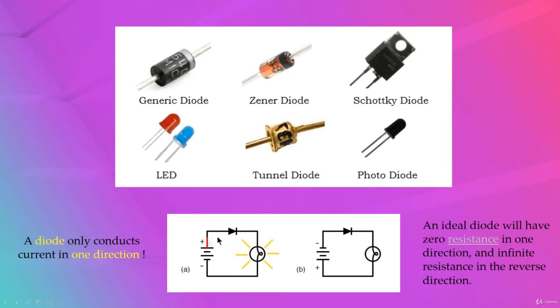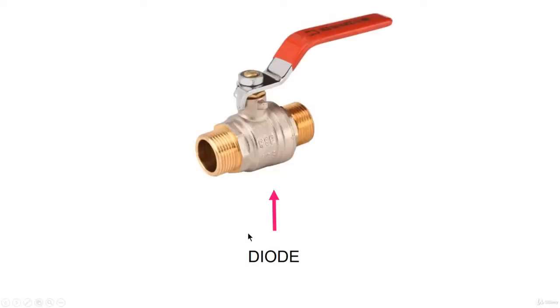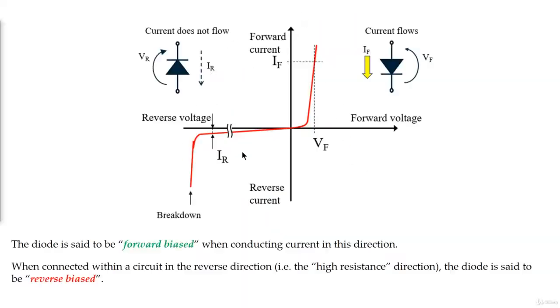Anyway, an ideal diode will have zero resistance in one direction and infinite resistance in the reverse direction. Although in the real world diodes cannot achieve zero or infinite resistance, instead a diode will have a negligible resistance in one direction to allow current flow and a very high resistance in the reverse direction to prevent current flow. So as an analogy, a diode is effectively almost like a valve for an electrical circuit.